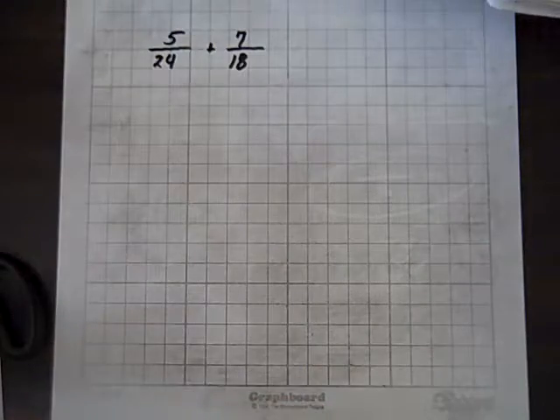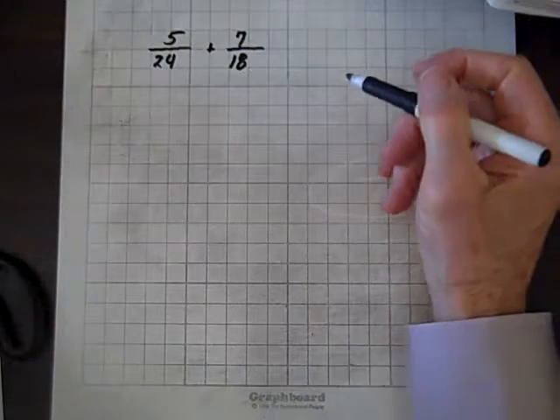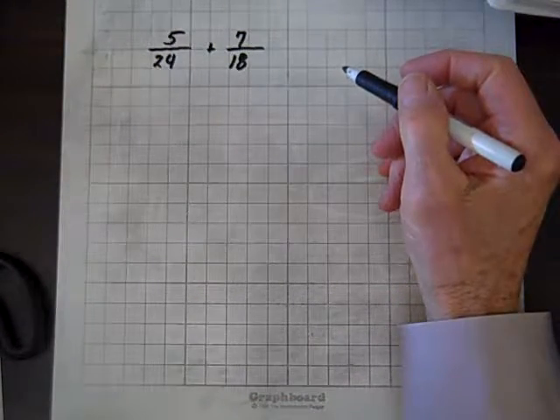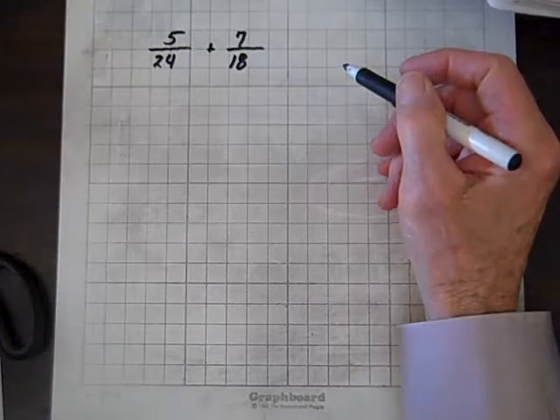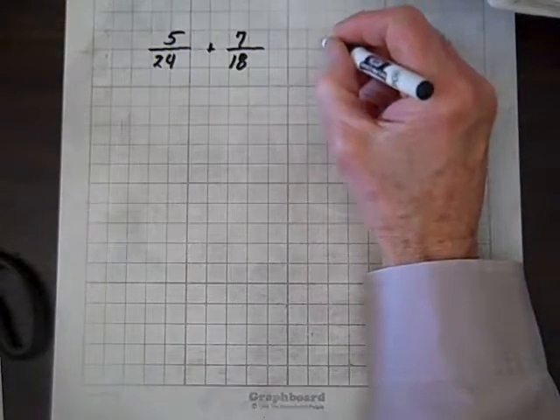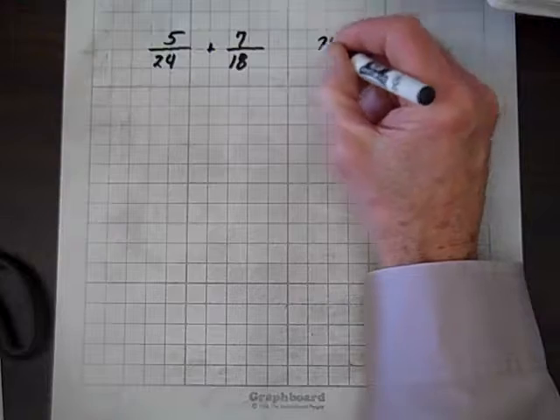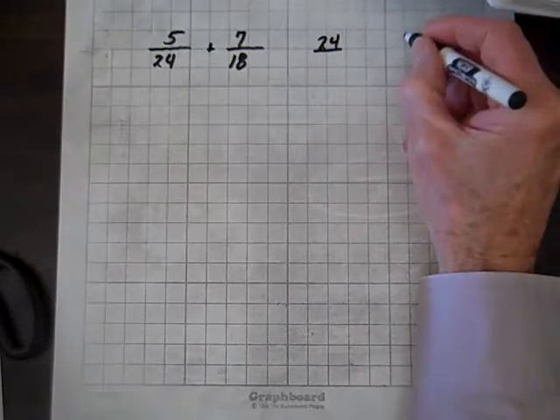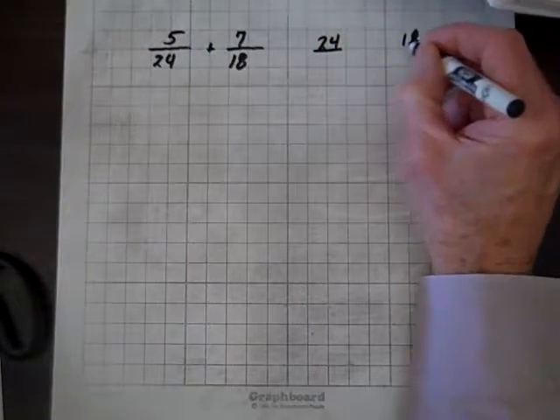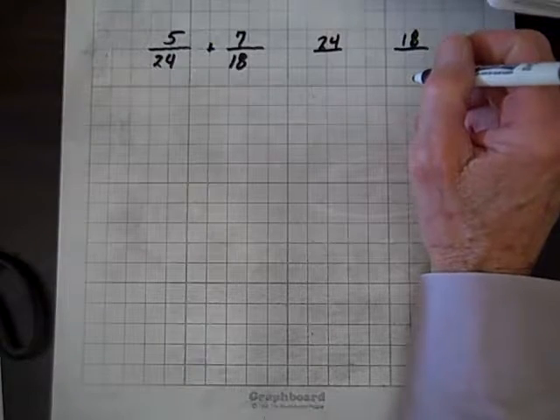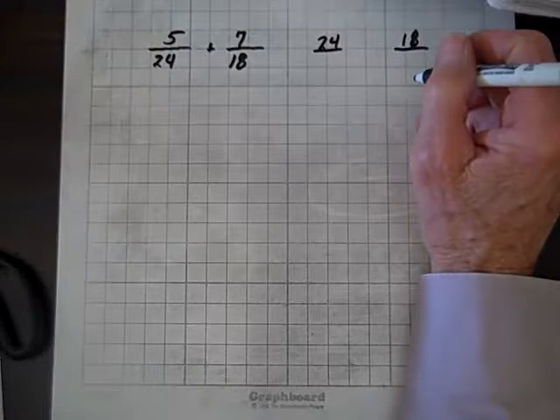The lowest common denominator is the least common multiple of the two. But here's how you find it. It's a never-fail method for finding it. You write down each denominator, 24 and 18. Then you write down the prime factorization of each denominator.